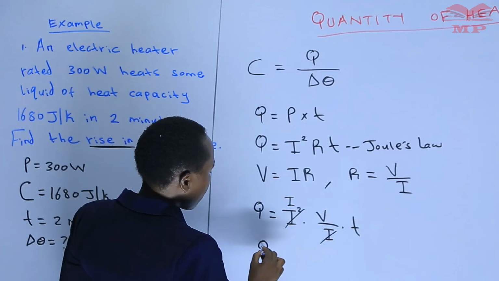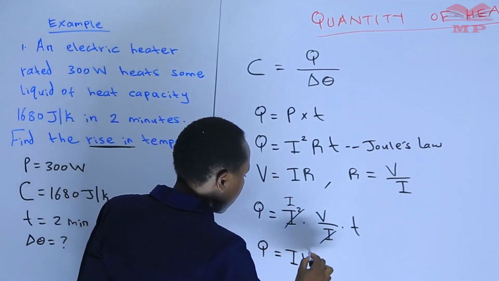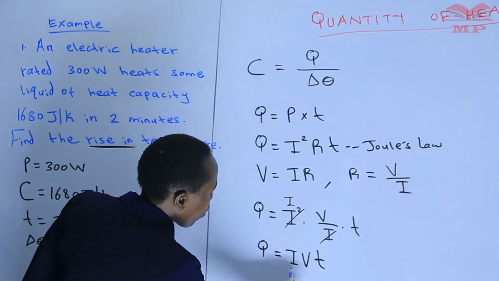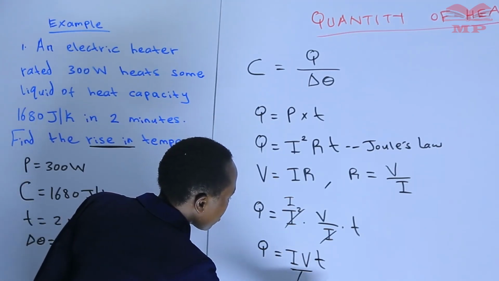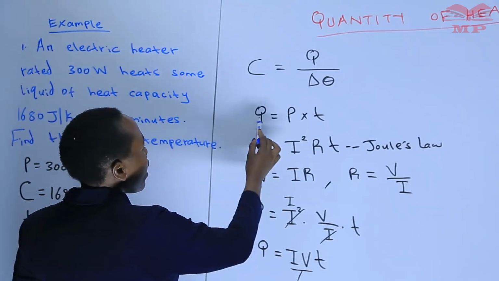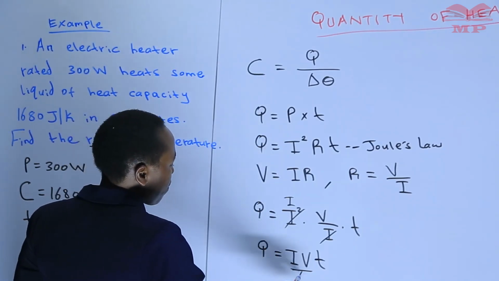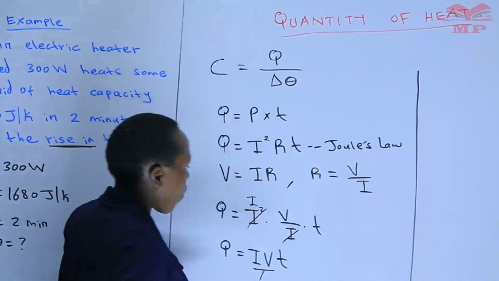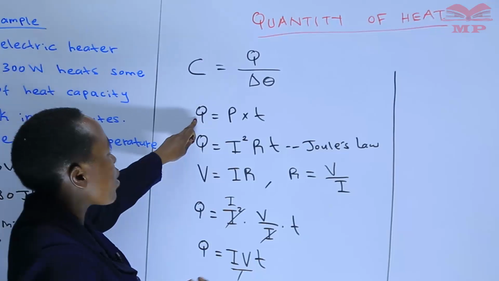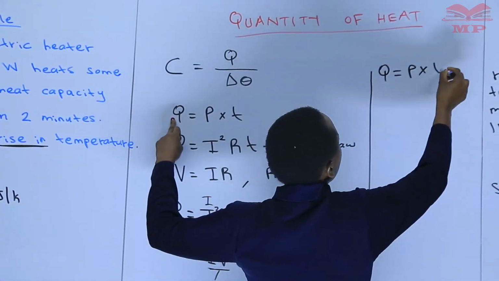So we end up getting our heat energy to be IVT. But we know that IV is equal to power. This is power. And therefore heat energy, the quantity of heat, can be given by power times time. So we can go back to our question. So we have Q, we can get the heat energy, which is power times time.